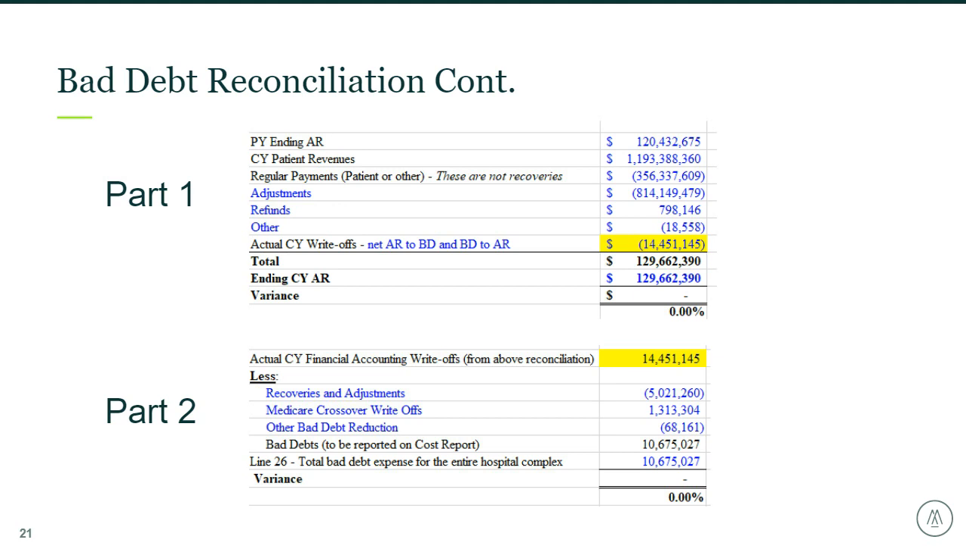Now, providers should and can add as many line items as needed to ensure that those amounts reported reconcile to the detail for line 26. And there could be a number of items as to what that might be.